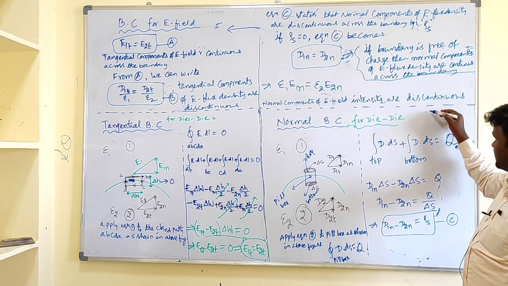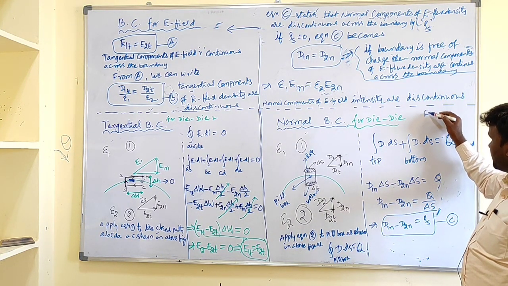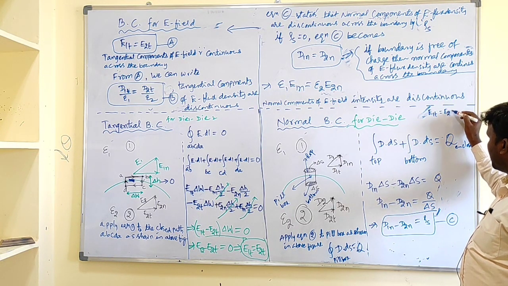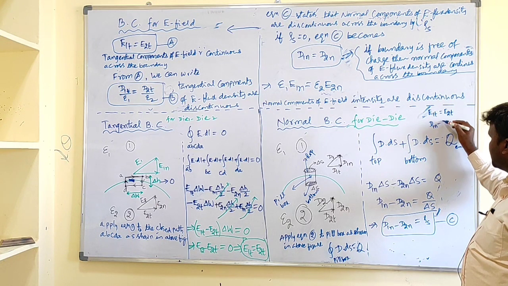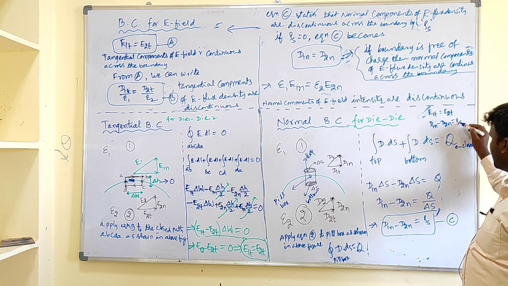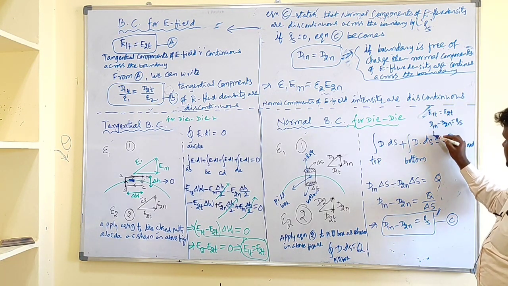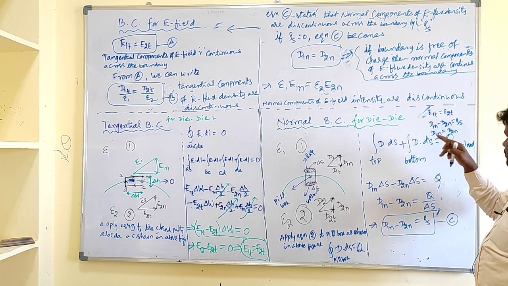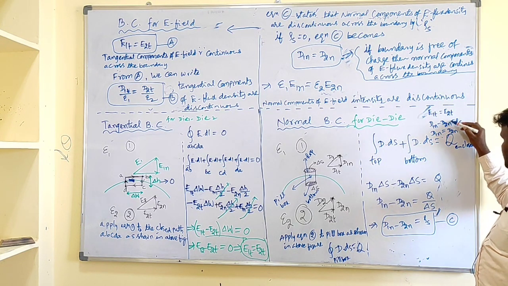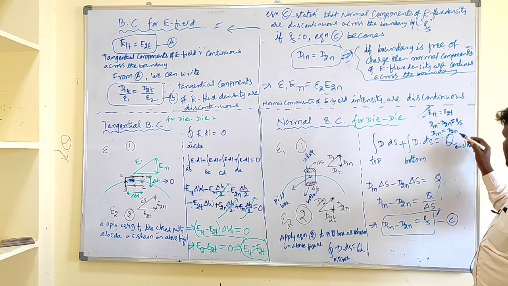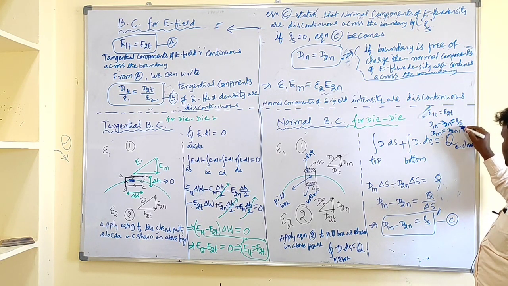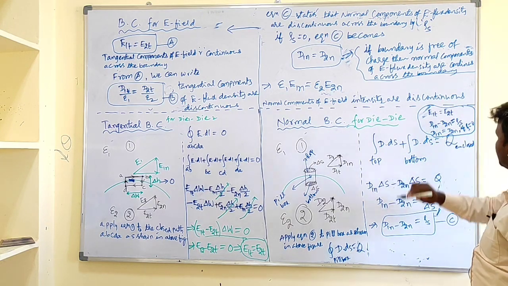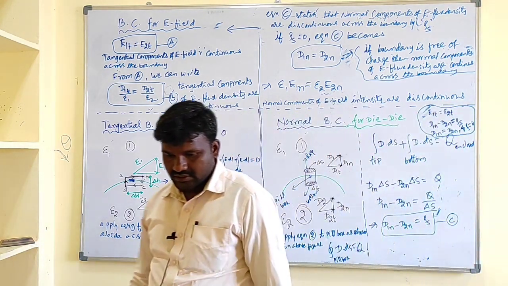Simply we can conclude that tangential components are equal, that is E1t equal to E2t, and D1n minus D2n equal to rho s if the boundary consists of charge, and D1n equal to D2n if the boundary is free of charge, that is rho s equal to 0. So these are the boundary conditions.